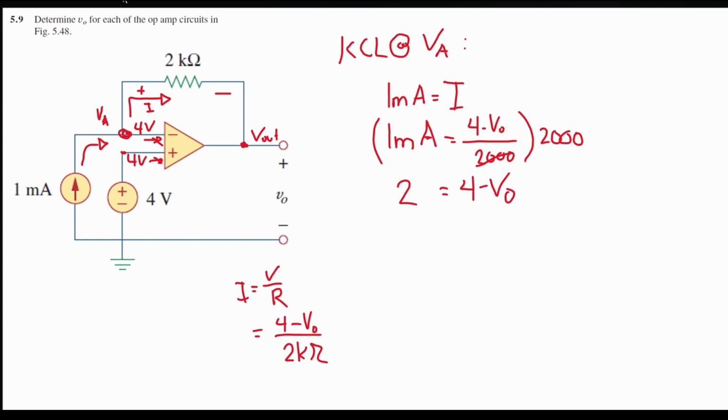And then, after solving this, mas prefer nyo bang black ink? We will be transferring the VO sa left side and then yung ibang value sa right side. Let's just isolate VO. So the equation will become VO is equal to 4 minus 2. VO will be equal to 2 volts.